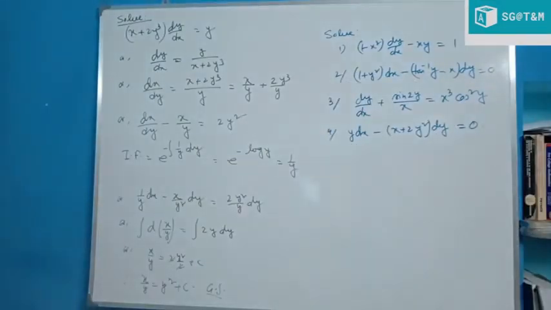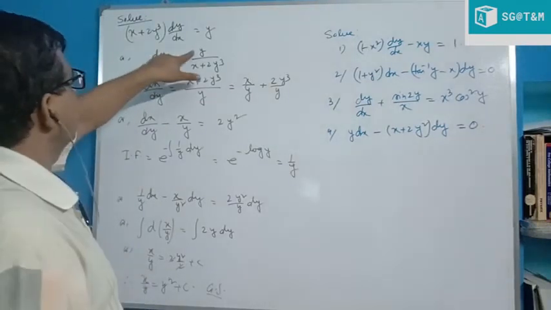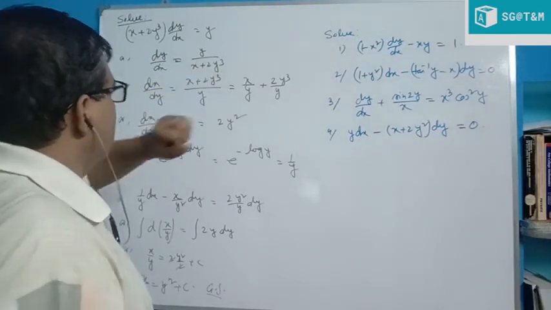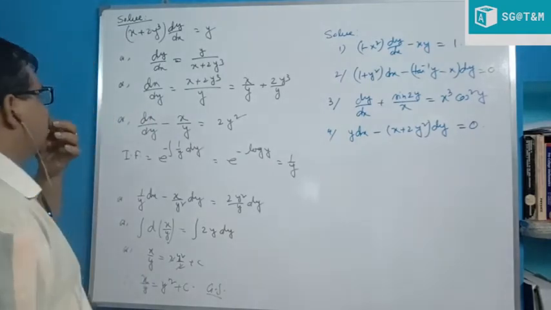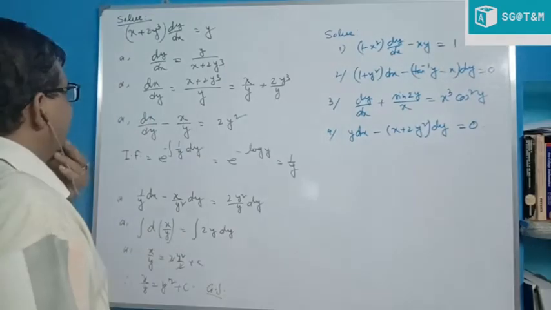Next question. Solve (x + 2y³) dy/dx = y. So first we find dy/dx. dy/dx is nothing but y by (x + 2y³). This is not linear in y.